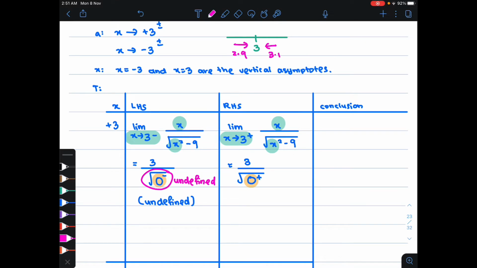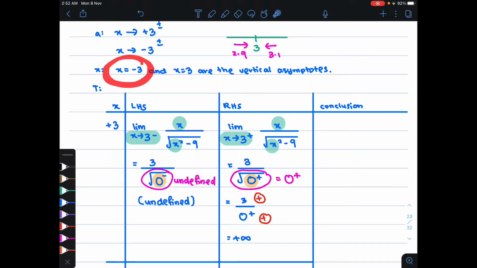And recall that the square root of 0 plus is just 0 plus. This is case 3, where the answer is always infinity. 3 is positive, 0 plus is also positive. Therefore, the final answer is positive infinity. So, do we still need to do the conclusion now? The answer is no. The reason is that we still need to consider x equal to negative 3.